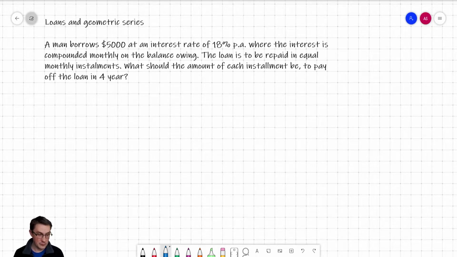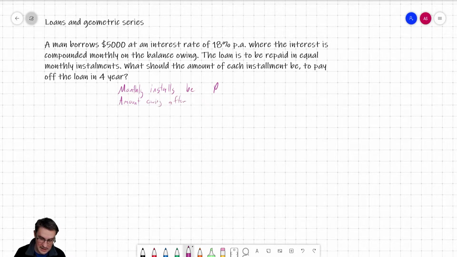Now, first thing we want to do here is we need to define a few things. So one of the first things I want to define is what the monthly installments are going to be, or a letter for them. So I'm going to let the monthly installments be P. The amount owing after n months, I want to be A_n. Now, this is critical as we start to work through this. What we need to do is start by establishing the pattern before we can work out the equation overall. And so what we're going to do is look at month one first.